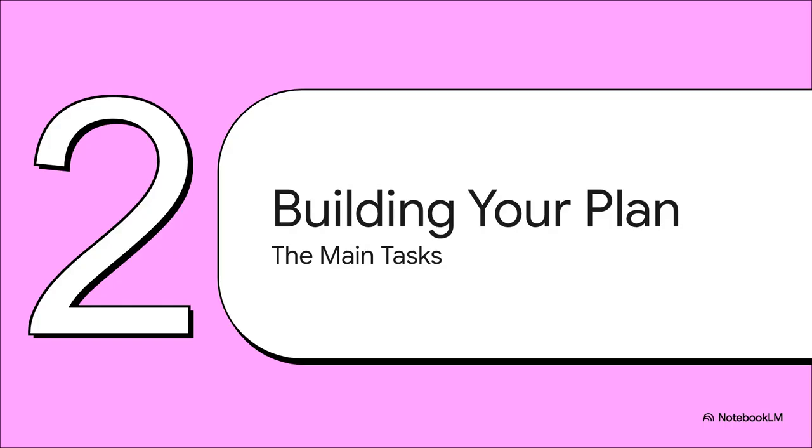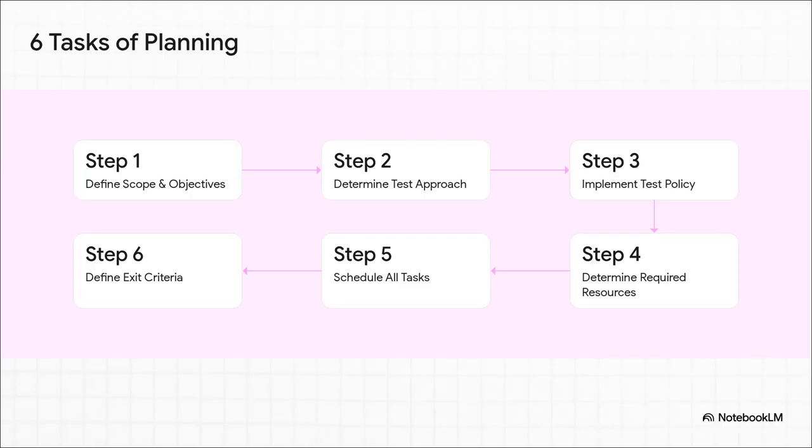But what does it actually take to create this master plan? Well, it's not just one step. It's a whole series of deliberate, really strategic tasks. The process itself follows a pretty clear logic. You start by defining the scope, the big picture. From there, you figure out the right approach and what resources you'll need.